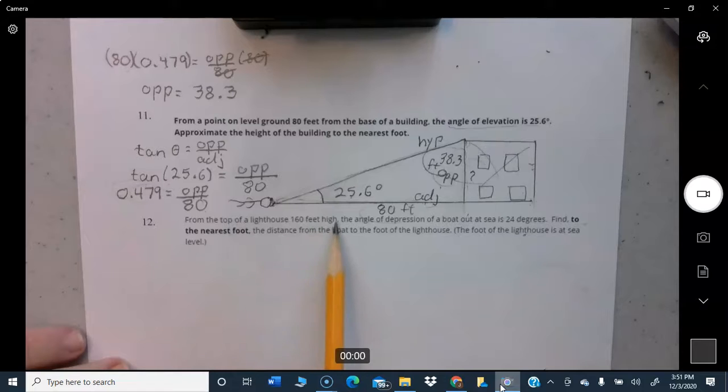From the top of a lighthouse 160 feet high, the angle of depression of a boat out at sea is 24 degrees. Find to the nearest foot the distance from the boat to the lighthouse, and the foot of the lighthouse is at sea level.